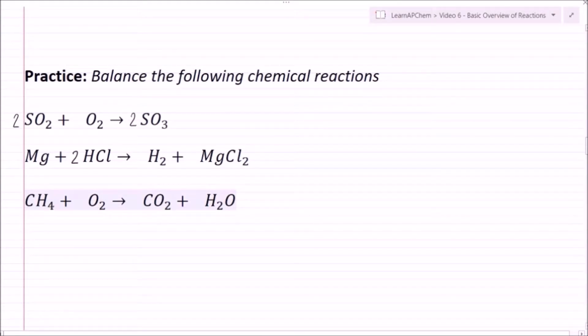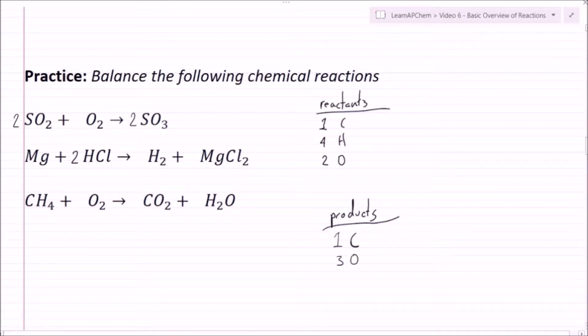Alright, so let's look at our final one. We've got methane gas combining with oxygen to produce carbon dioxide and water. So here, again, if I take stock of our reactants and our products, I can see that I've got 1 carbon in the reactants, 4 hydrogens, and 2 oxygens. And in the products, I have 1 carbon as well. 1 carbon, 3 oxygens. I have 2 here and 1 here, and 2 hydrogens. So I can see that oxygen and hydrogen are not balanced.